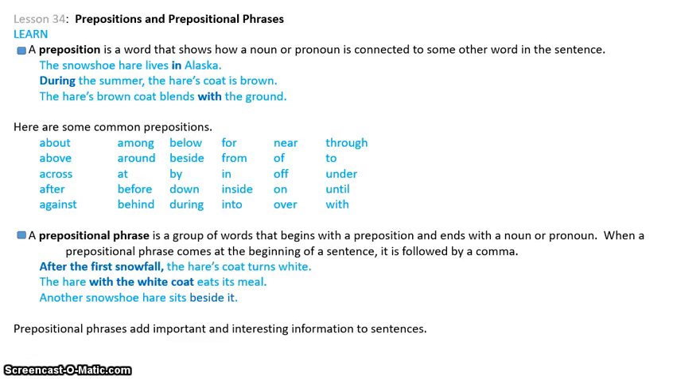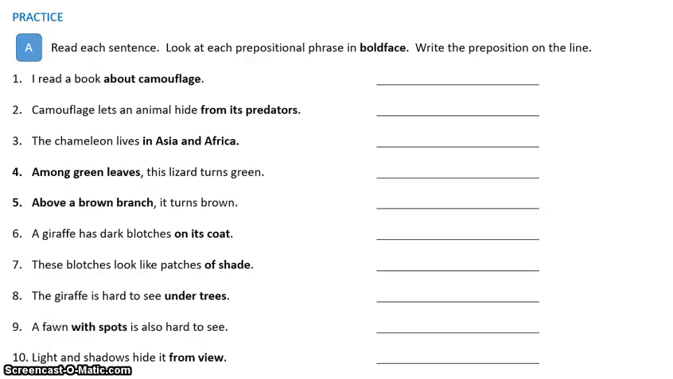All right, so let's look at practice set A. And this is what it looks like. So it says, read each sentence. Look at each prepositional phrase in boldface. They were so nice, and they gave you the prepositional phrase. All they want you to do is pick out the preposition. Now, if you were paying attention to the lesson, you know that all prepositional phrases begin with a what? A preposition. So, it's going to be very easy to figure out what needs to go into the blank.